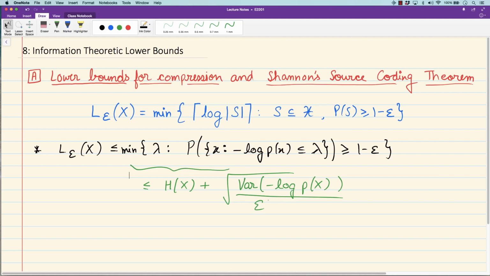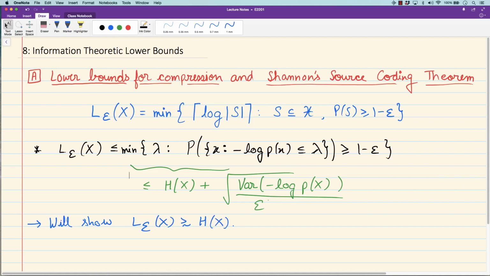So, can we improve this bound? Now we will use Fano's inequality to show that this upper bound is actually almost tight, in the sense that you will see entropy also entering in the lower bound. We will show that L epsilon x cannot be too much smaller than the entropy of x.